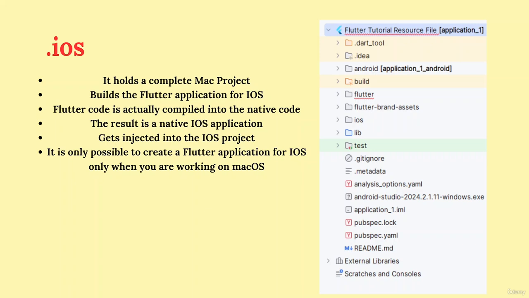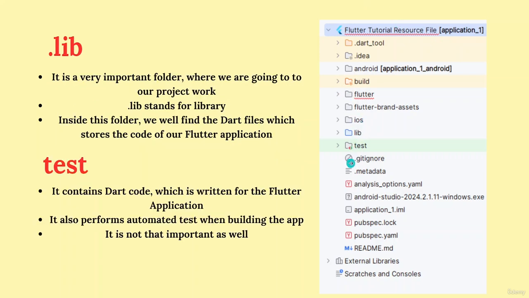Okay, so that's what the .ios folder does: it holds a complete Mac project, and also it builds applications for iOS. And the next folder we're going to learn is basically the lib. Okay, so here, if you take a look, this is where I do have the .ios folder. And the next thing we are going to learn is the .lib. Okay. So the full form of lib is basically library.